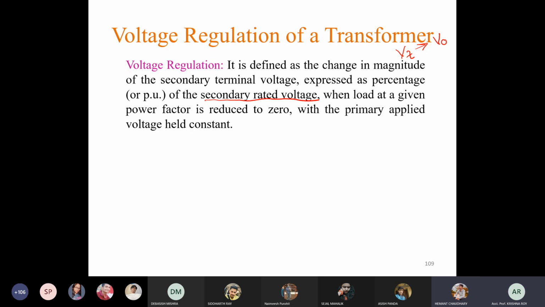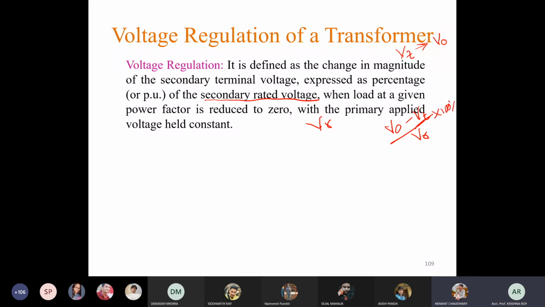So you have to calculate the change in terminal voltage, that is V0 minus Vt, and you have to take the percentage or per unit of that change with respect to the rated secondary voltage. What the rated secondary voltage will be, we will see later on. So let us consider that rated voltage be Vr. So you have to divide this change in terminal voltage by Vr, and then this value is in per unit. If you multiply it by 100, then you will get percentage voltage regulation.